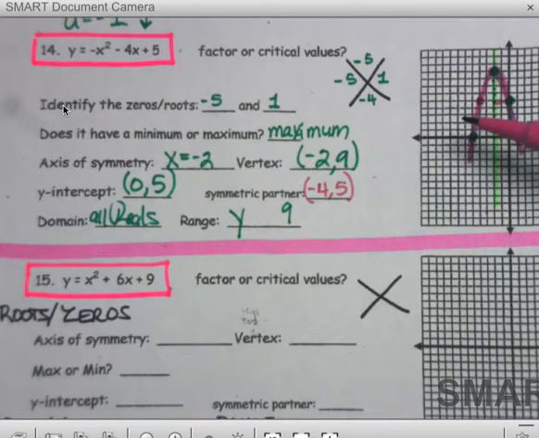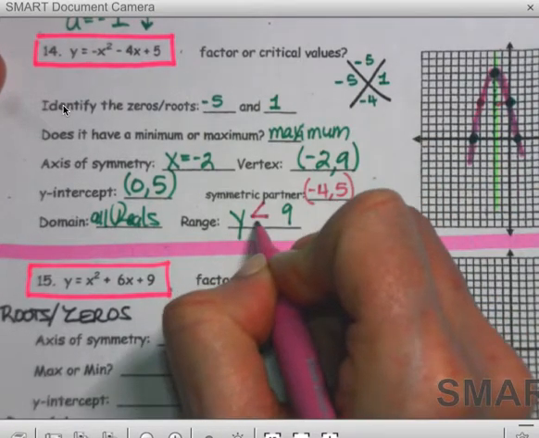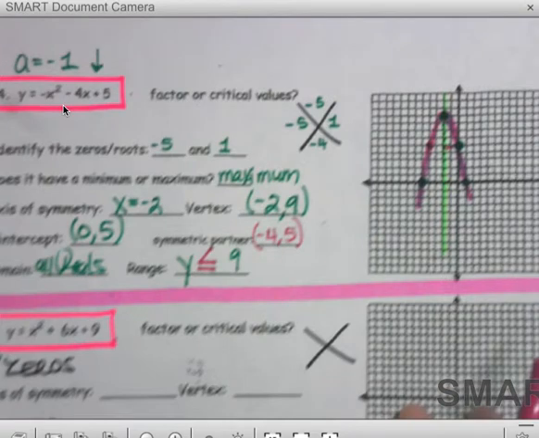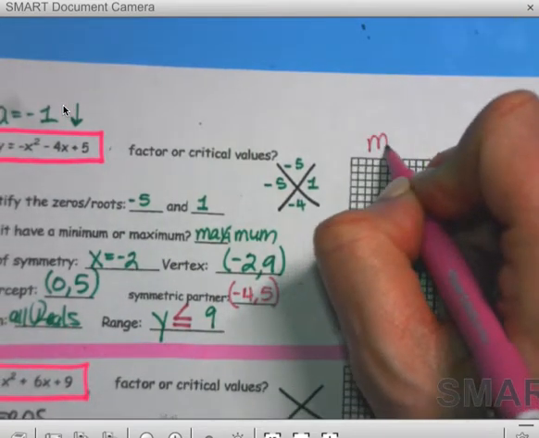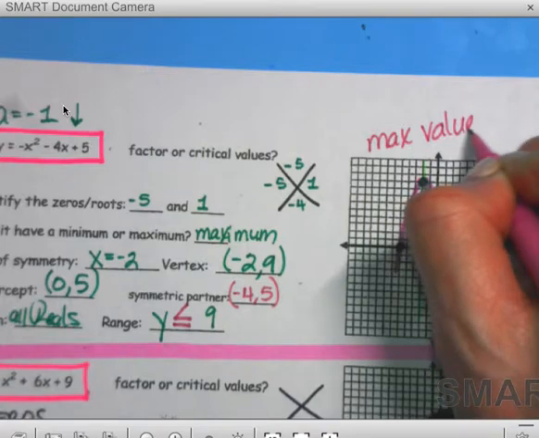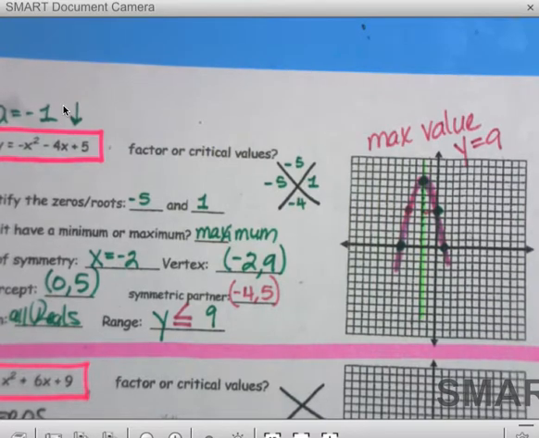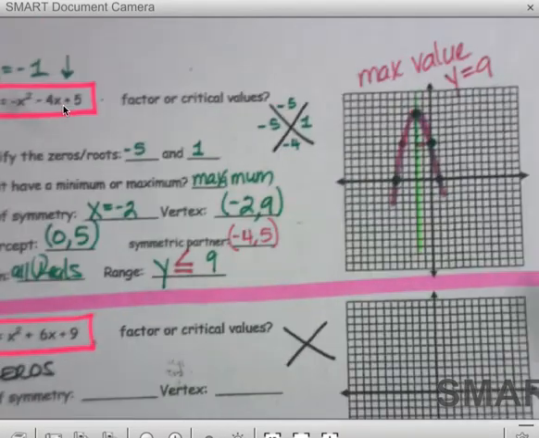Let's discuss the range. So here my vertex is sitting at the top, which means that this y-coordinate is the greatest y-coordinate on this curve. So that means that all of the other y-coordinates that occur in any point on this curve are going to be less than or equal to 9. So that's going to occur when I have a maximum. And the maximum value of the function is actually going to be the y-coordinate of the vertex. So the maximum value of this function would be y equals 9, and the vertex represents a maximum point on the curve. Let's do number 15.